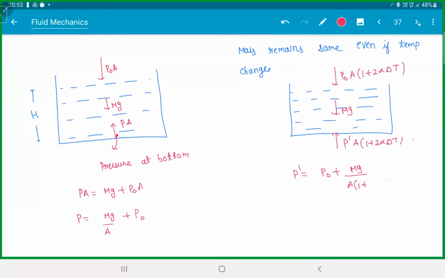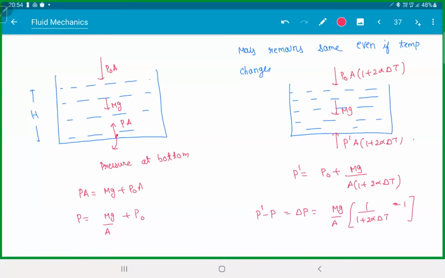You need not worry about the expansion of the liquid and everything, because no matter how much the liquid expands, the mass won't change. So the change in pressure, P dash minus P, will be mg by area into 1 by 1 plus 2 alpha delta T minus 1. Check. That's your answer. You're getting this? If you keep the whole question in terms of mass, you need not worry.